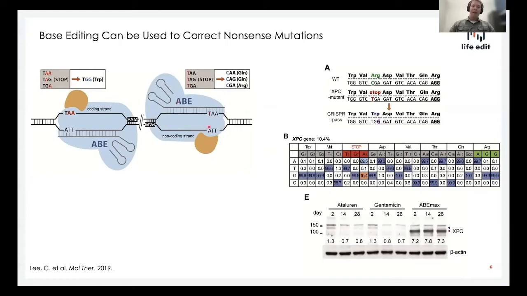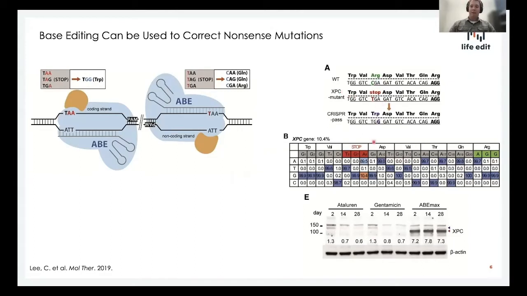Alternatively, you could target the A on the opposite strand, and the cognate T in the first position of the stop codon is then converted to a C, which is read through as a glutamine or an arginine. This approach has been used to correct nonsense mutations in, for example, the XPC gene.